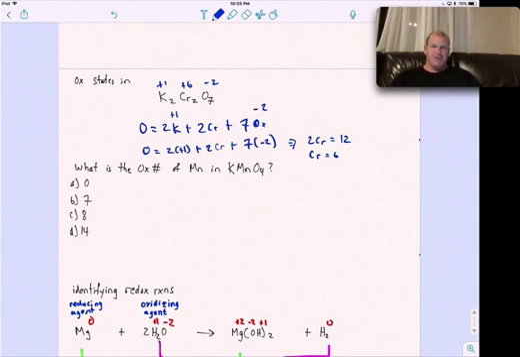And I mentioned chromium. Chromium in the +3 state is totally fine. It's the +6 state that's the bad stuff. So the oxidation states do matter.